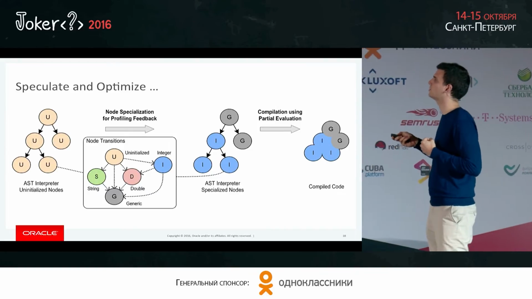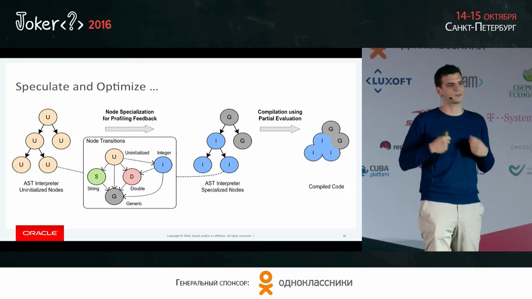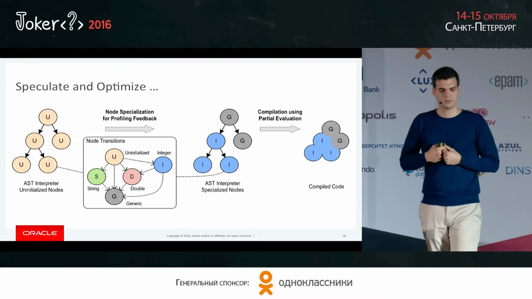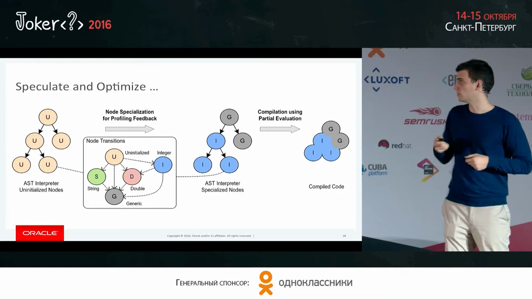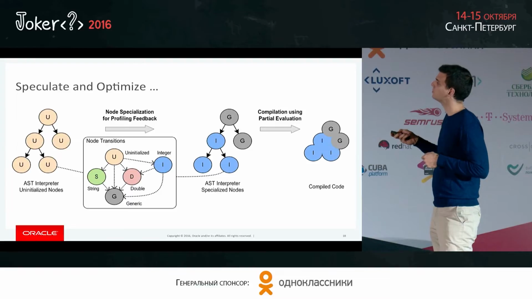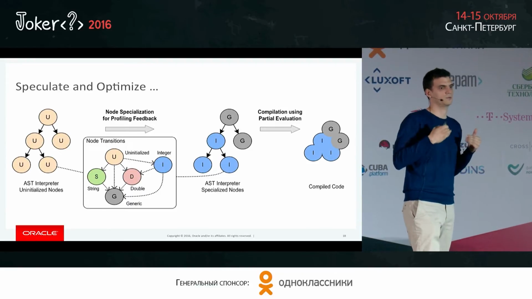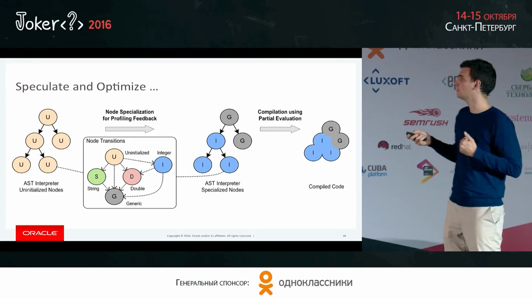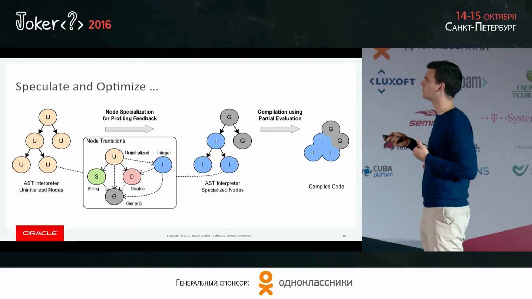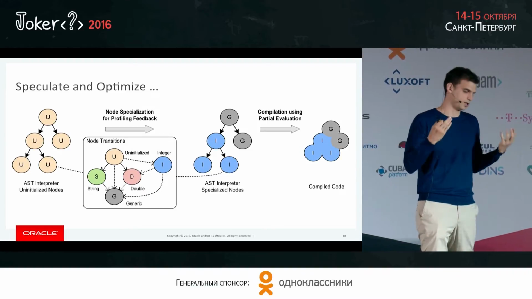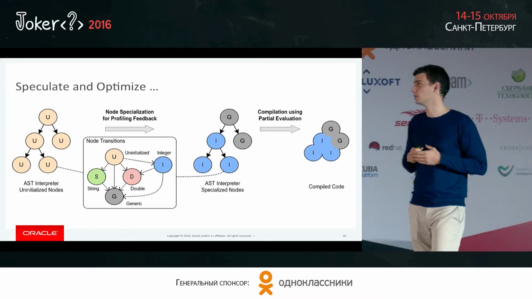But then Truffle will start tracking types in nodes. For example, if you have a plus operation in JavaScript, this plus can be a plus of strings, a plus of doubles, or a plus of ints. Truffle will track what the previous values were, and if it was always int, it will mark this node as int. Later it can transition into a double if a double appears. And finally, it can be a generic node which will have to check every time: is this a string? If it's a string, do a string addition. If it's an int, do an int addition.